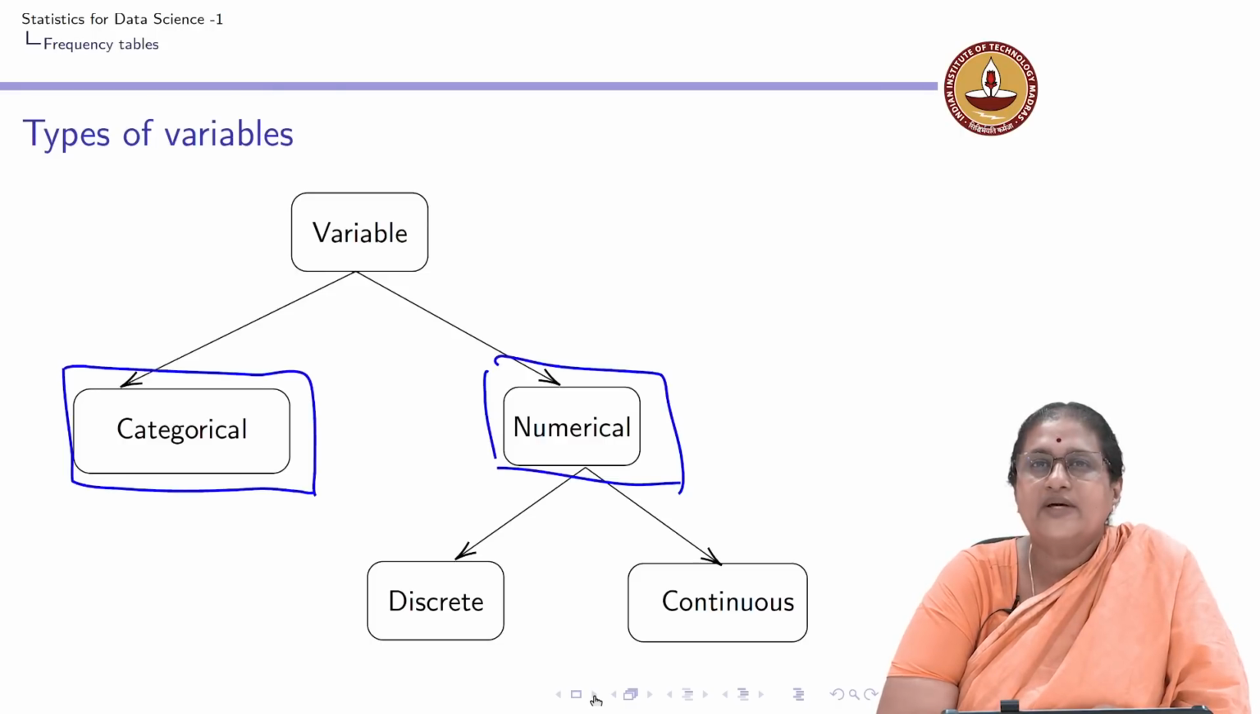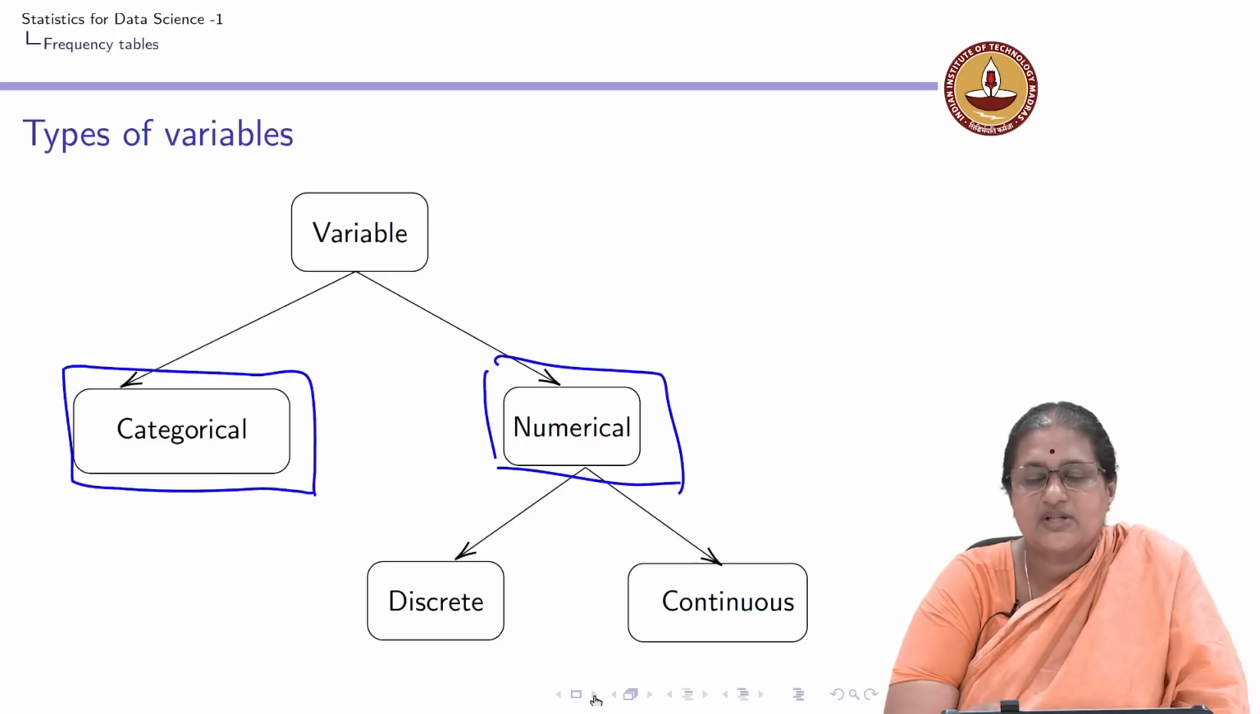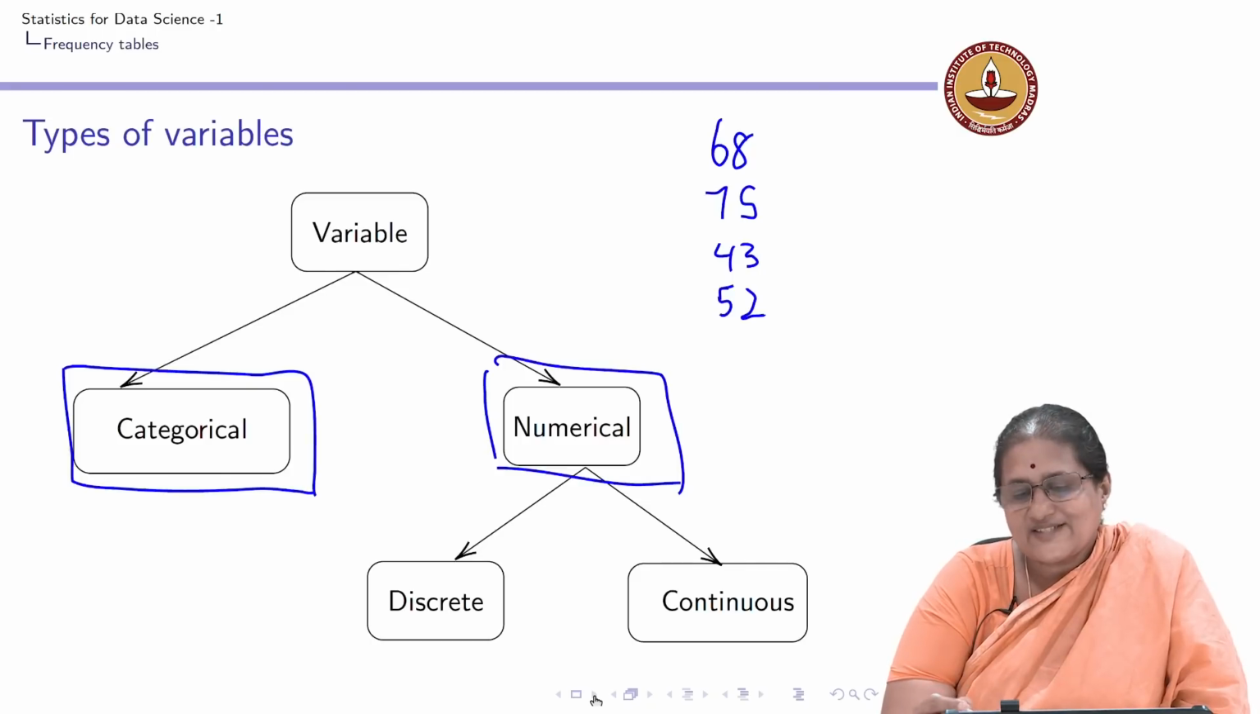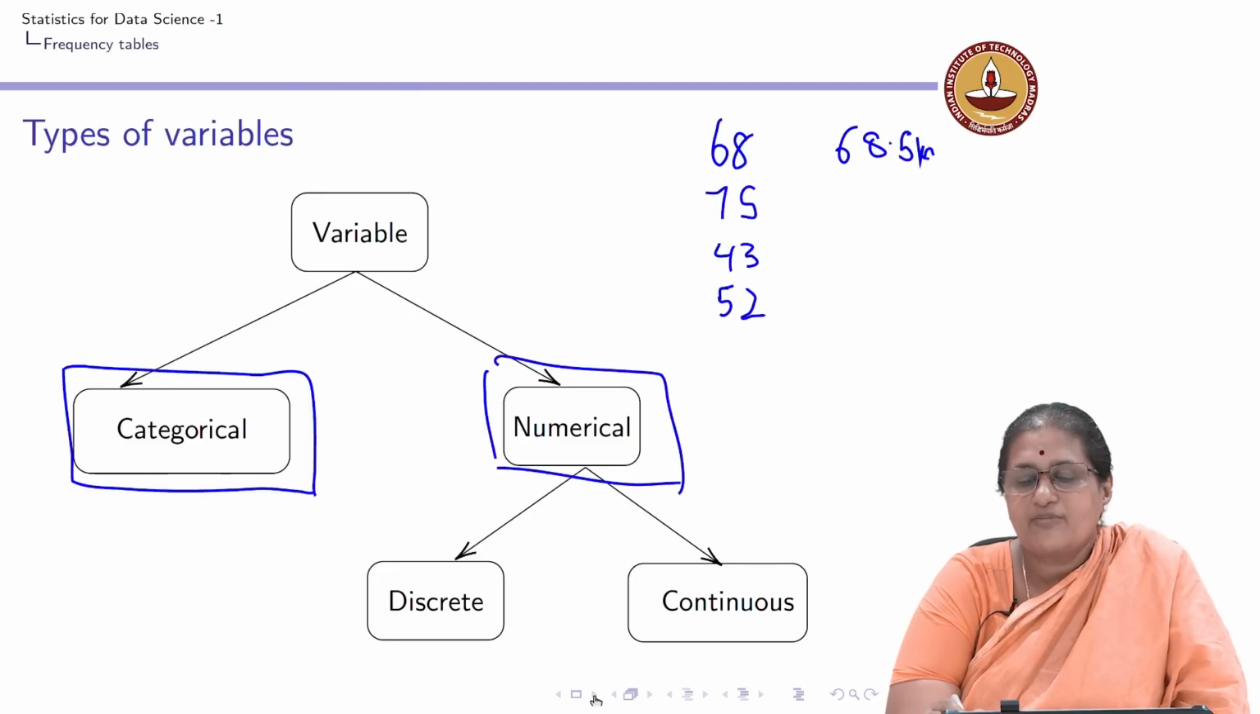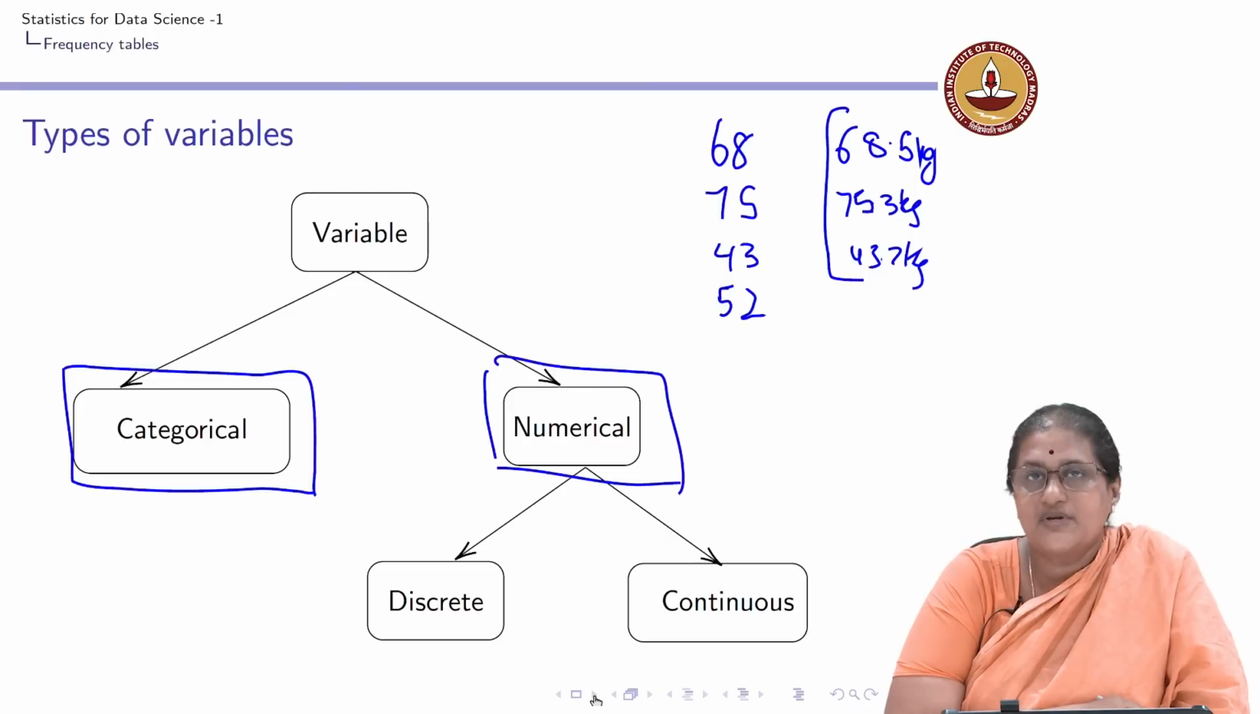Now, what do we mean by discrete data? Discrete data, as the name suggests, is, for example, if I'm looking at marks obtained by students and the marks obtained are 68, 75, 43, 52, in a sense these are discrete. But now when I'm looking at weights of, say, 4 students, and I'm recording it in kilograms, it's 68.5 kilograms, 75.3 kilograms, 43.2 kilograms, etc. I have what is called continuous data.